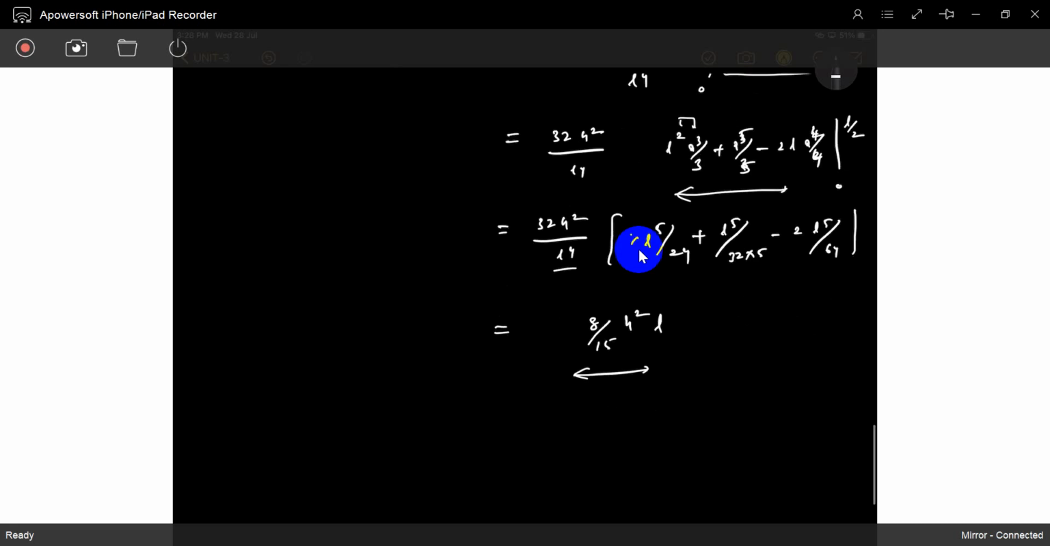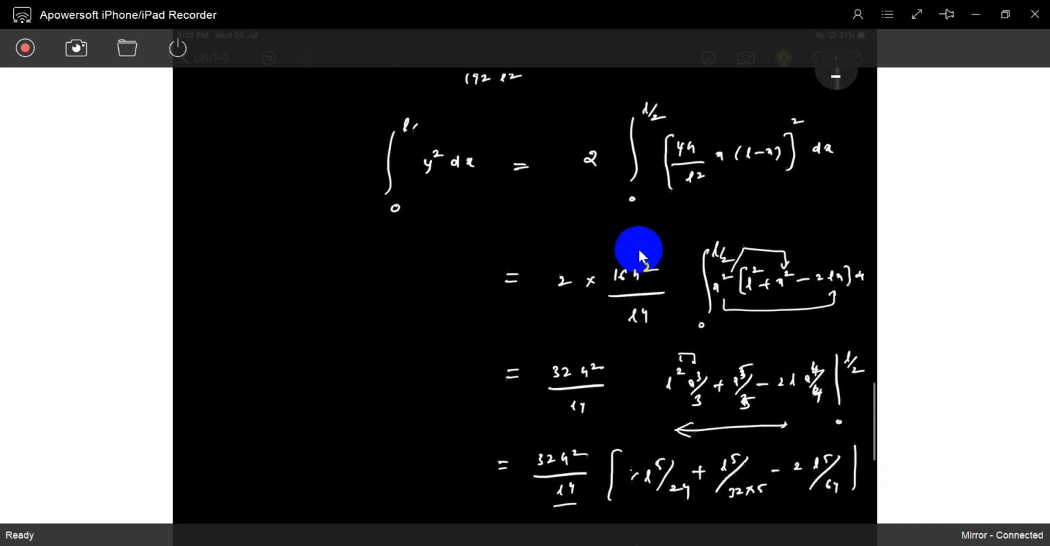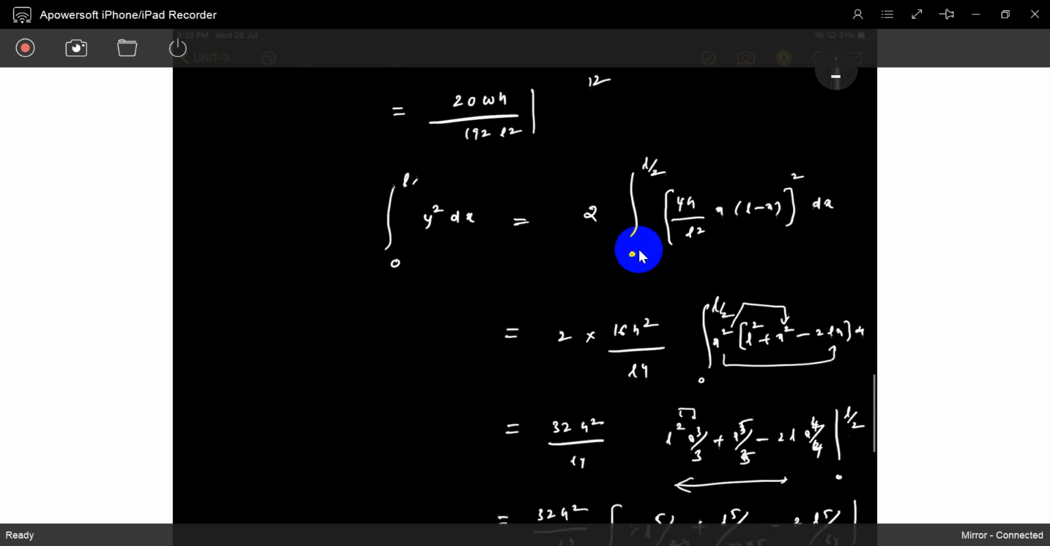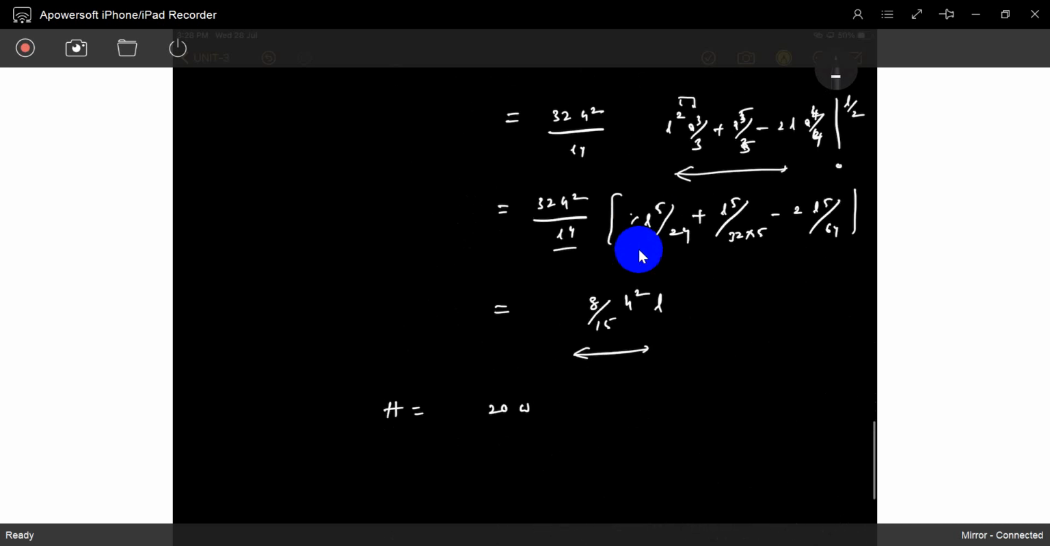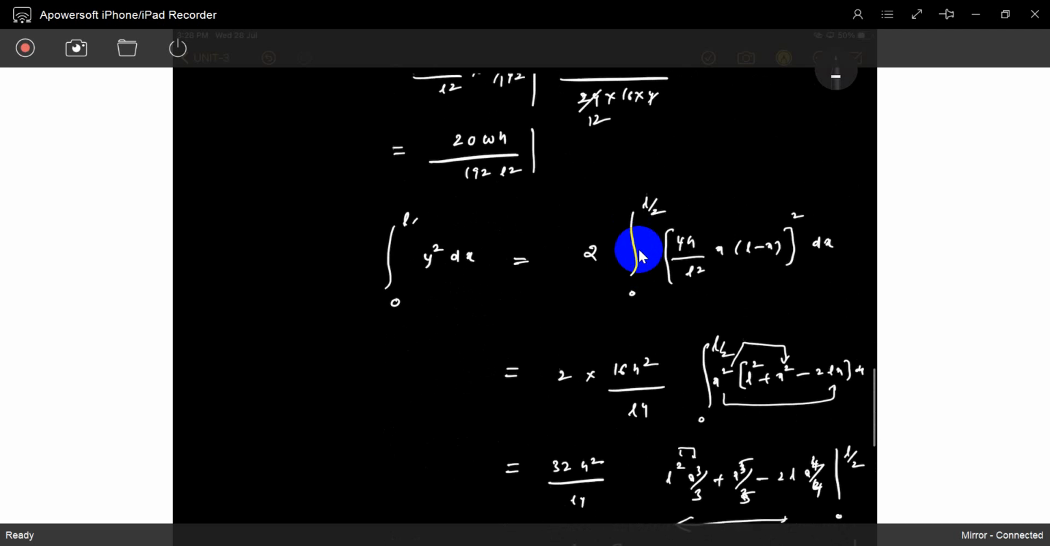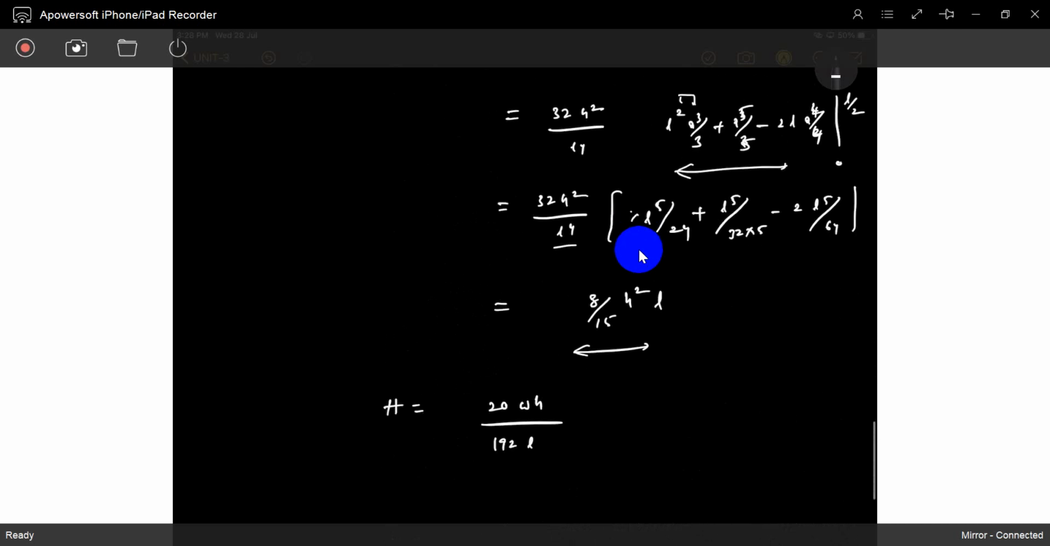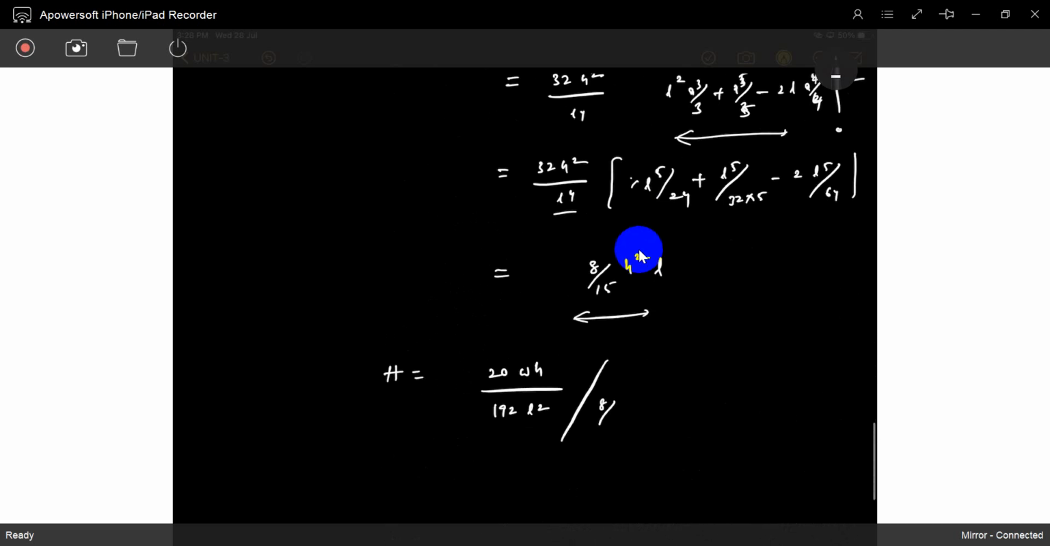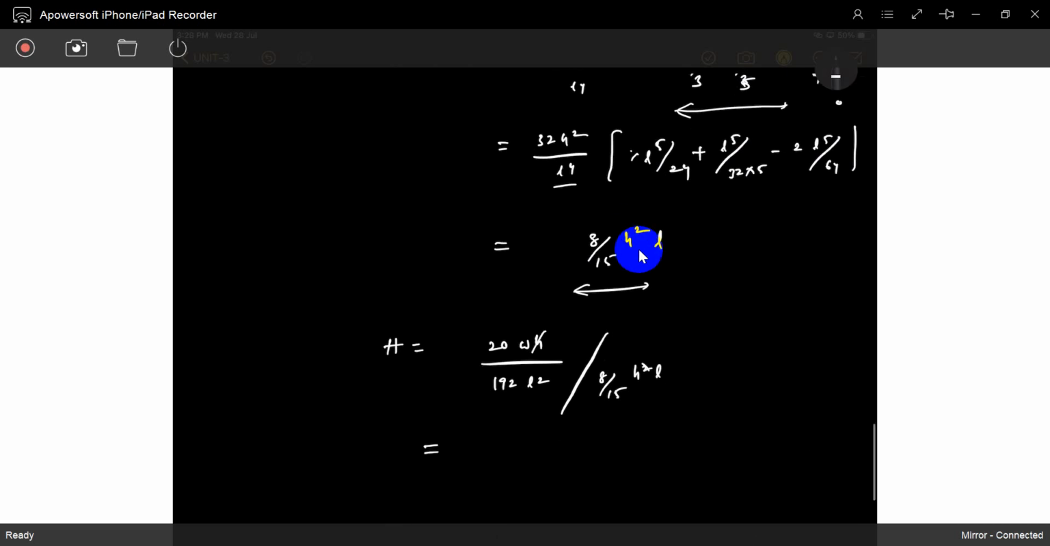That's it. So now you can find out h. H is equal to what? 20 WH divided by 192 L square, divided by 8 by 15 H square L. H will cancel. What is that value? That value is 25 divided by 128, WL by this L square.